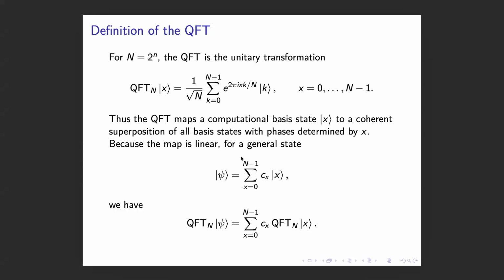This map is linear. So for a general state, you would have a mapping given by this QFT transformation acting on the state. This has some coefficients, and then it has this QFT operation here. This is the thing we are going to look at in more detail today, and we are going to look at how we set up the circuits.